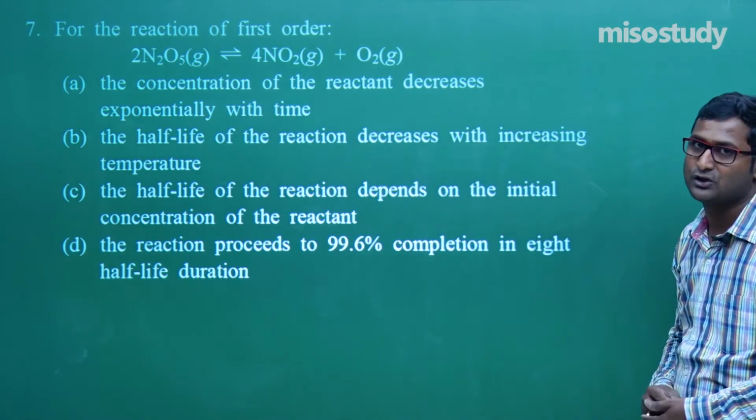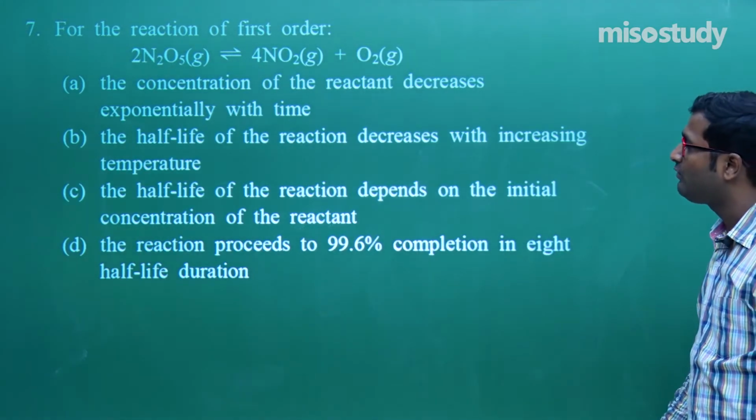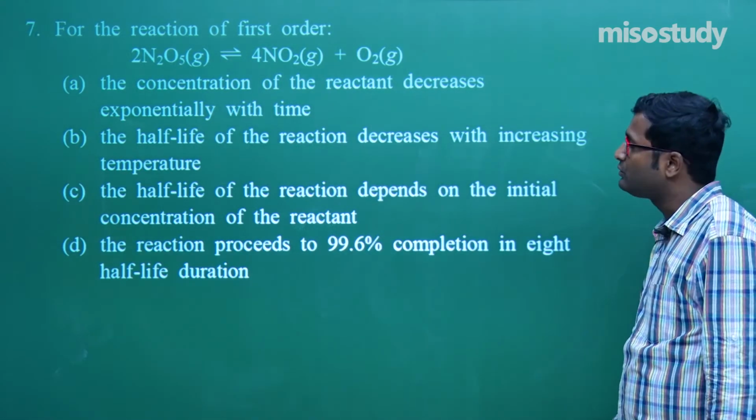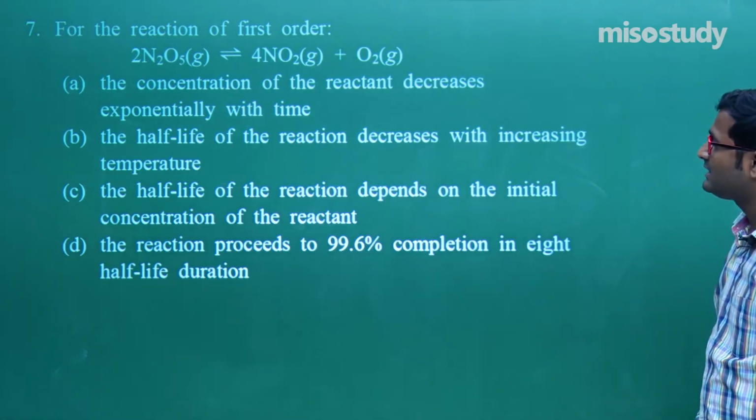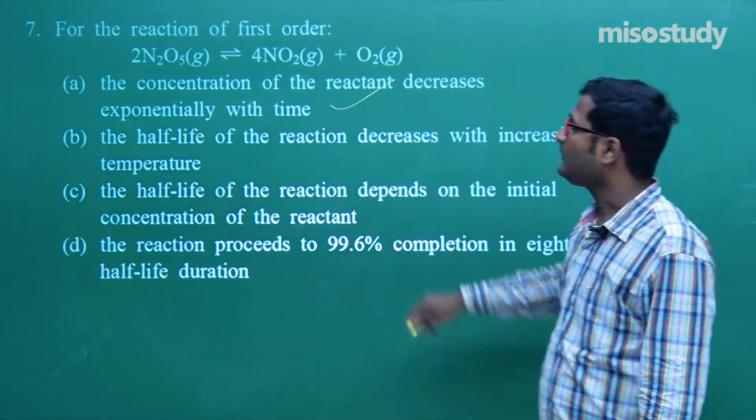This is one of the simplest questions. This is a previous year IIT JEE question. 2N2O5 gives 4NO2 plus O2. The concentration of the reactant decreases exponentially with time. Definitely this is a correct statement.